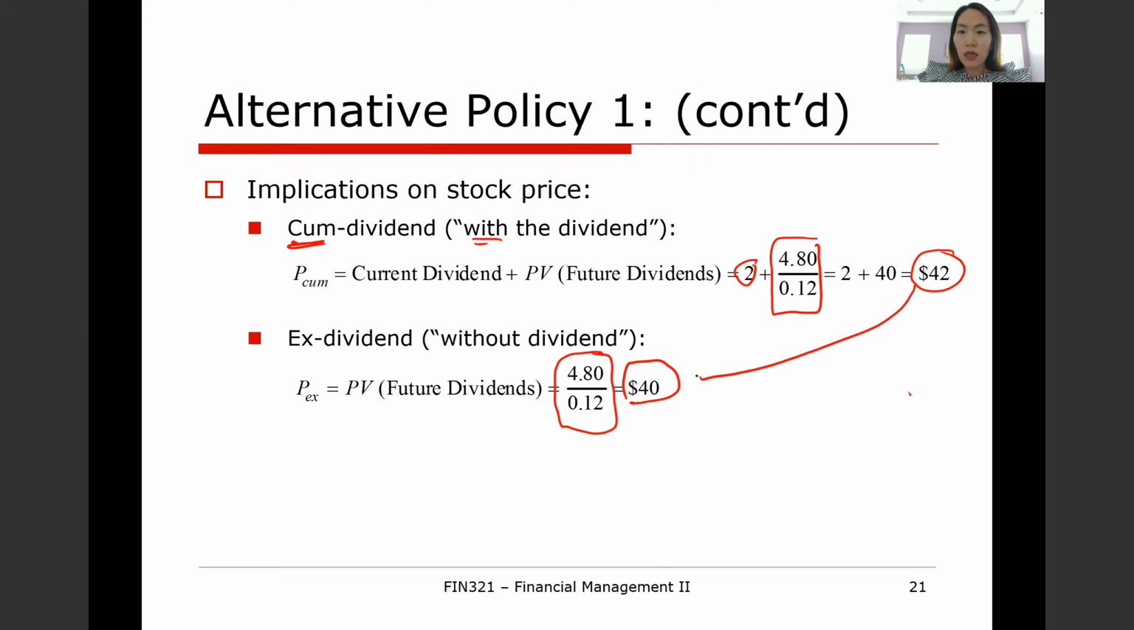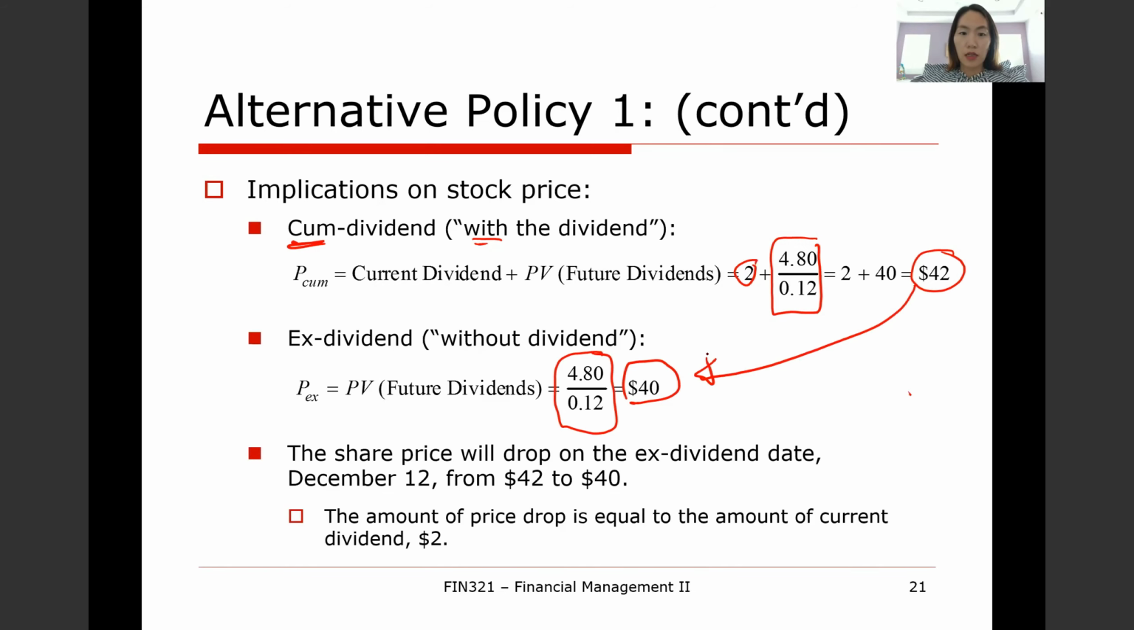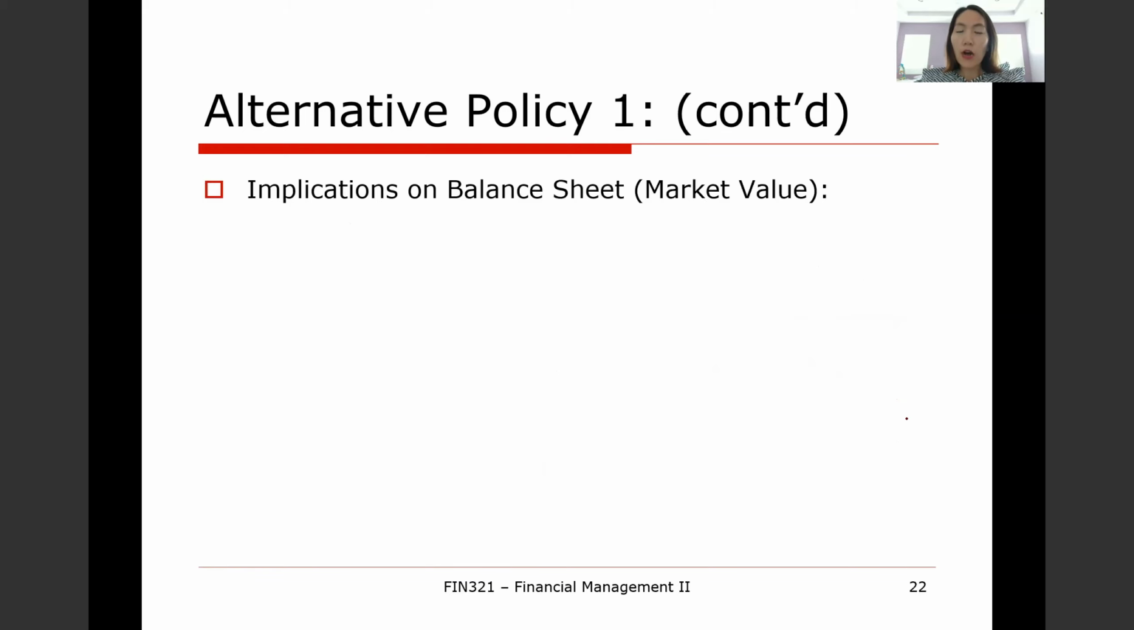So what did you see? On the ex-dividend date, the stock price will drop from $42 down to $40, okay? This price drop, the gap between 42 and 40, is exactly $2 per share, and that's exactly the same as the amount of DPS, the dividend per share. So that's the outcome in alternative policy one, when the company uses cash to pay out its cash dividend. Let's keep considering the dividend payout's implications on the firm's balance sheet. How does it affect the firm's balance sheet?